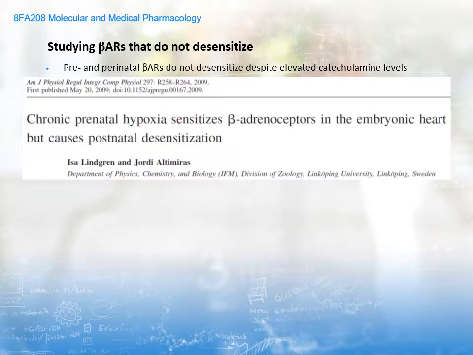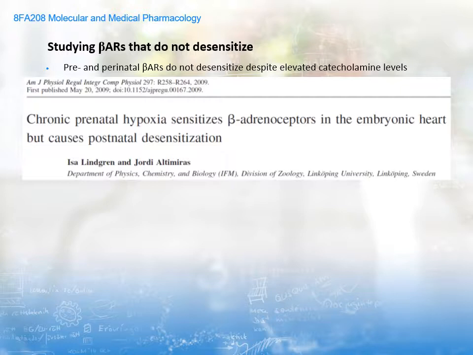Can we do something else? Well, this is something that I was involved in a few years ago with my first PhD student. This first study was published in 2009. We learned that perinatally, beta-adrenergic receptors from embryonic hearts did not desensitize despite elevated catecholamine levels. So it seems that the embryonic heart, in this case we were working with chickens, but it has been reported for rats and mice as well, that the beta-adrenergic receptors in embryonic hearts do not desensitize. We thought that this was interesting, and actually we carried out work on that.